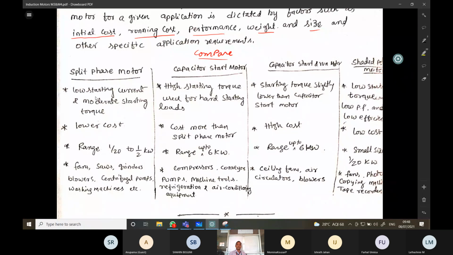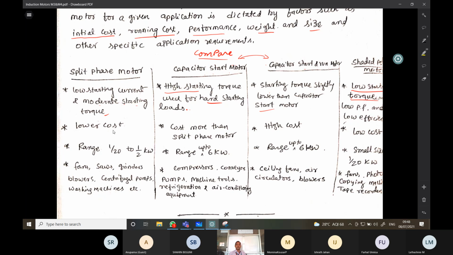The split phase induction motor has a low starting current and moderate starting torque. In the capacitor start motor, the starting torque is high and it can be applied to hard starting loads. In the capacitor start and capacitor run induction motor, the starting torque is slightly less than the capacitor start motor. Comparing these two, the torque is high, but lesser than the capacitor start motor. And in the shaded pole motor, the starting torque is very low.